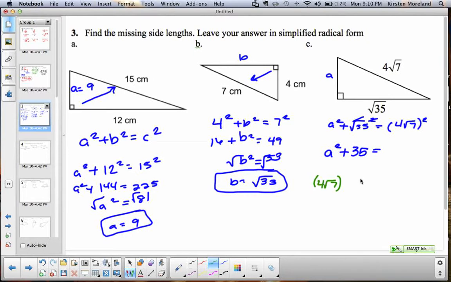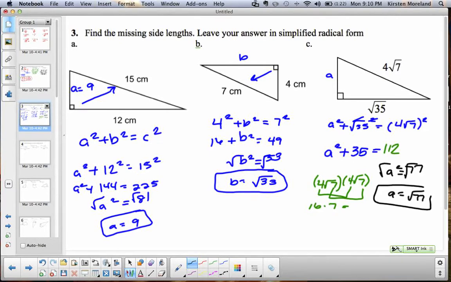So 4 square root of 7 squared is just 4 square root of 7 times 4 square root of 7. So 4 times 4 is 16. Square root of 7 times square root of 7 is the square root of 49, which is really 7. So then I just multiply, and I get that to be 112. So to finish solving, I get a squared equals 112 minus 35, which gives me 77. Square root, a equals the square root of 77. And again, that one can't be simplified either because it's 7 and 11, both of which are not perfect squares.